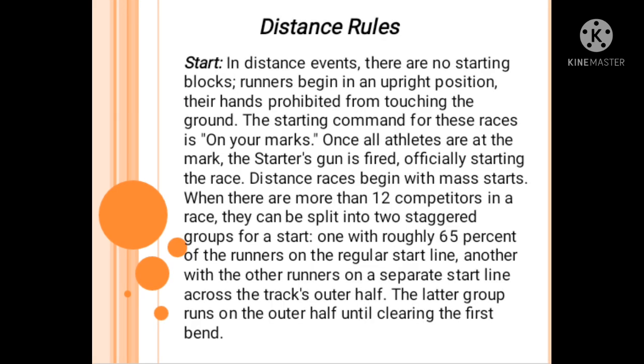Distance rules. Start. In distance events, there are no starting blocks. Runners begin in an upright position, their hands prohibited from touching the ground. The starting command of these races is on your mark. Once all the athletes are at the mark, the starter gun is fired, officially starting the race. Distance races begin with mass starts.